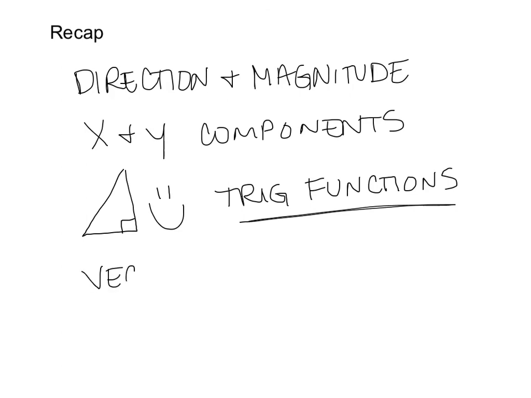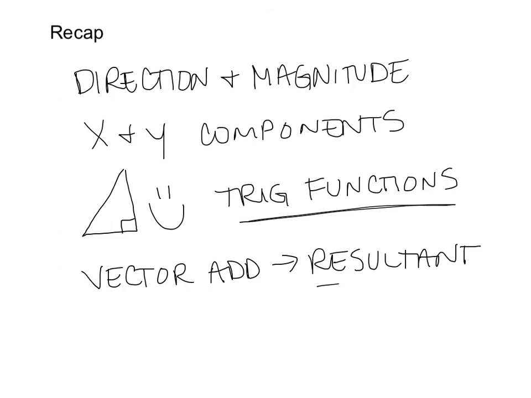Remember, with vector addition, we are looking for the resultant. And for our vector addition, all we're doing is adding x and y components and then utilizing some of those trig things to help us find the magnitude and the direction of that resultant vector.